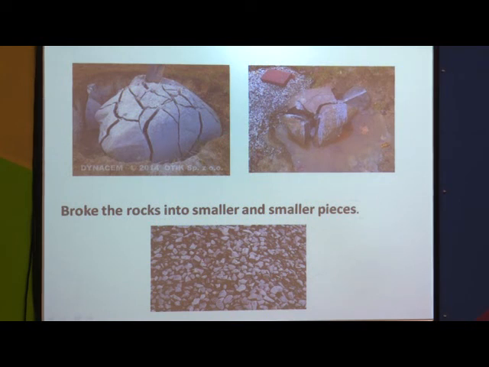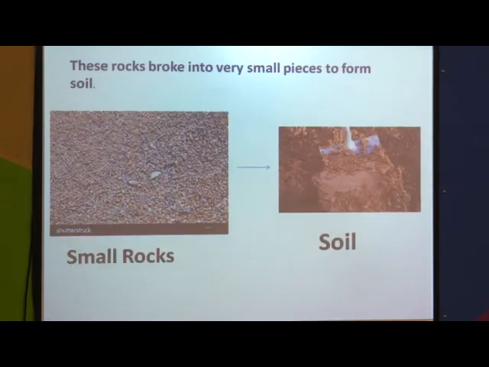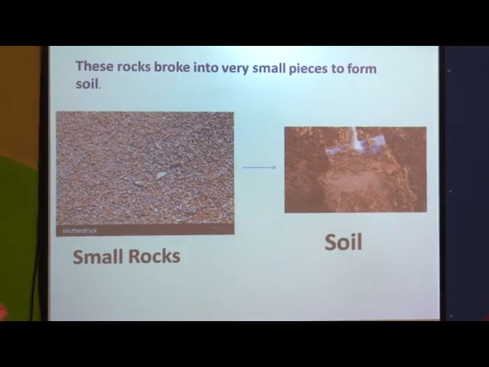You can see here. What happened later on? The rocks broke into smaller and smaller pieces. Now, as I have shown you some rocks in the beginning, I will show you tiny rocks. Can you see here?